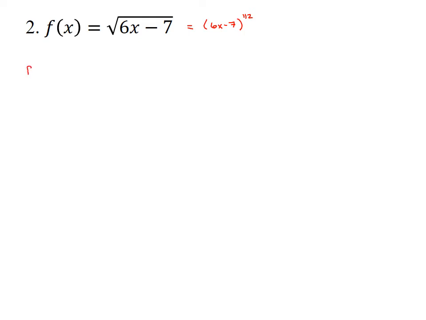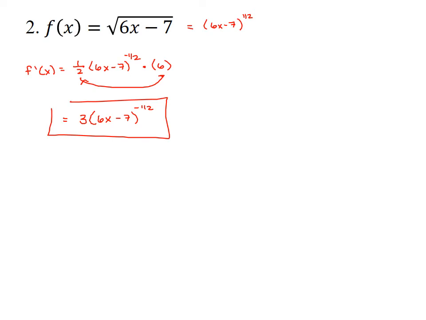All right, and what the chain rule says is that you bring the 1/2 to the front, that's your power, you leave the inside alone, which is g of x, subtract 1 from your power to get negative 1/2, and then you multiply by the derivative of the inside, which using power rule is just 6. The only thing you can do from here is take half of 6, a pretty easy computation, that would be 3 times 6x minus 7 to the negative 1/2. And that's a way that you can take the derivatives of square roots of something other than just an x.